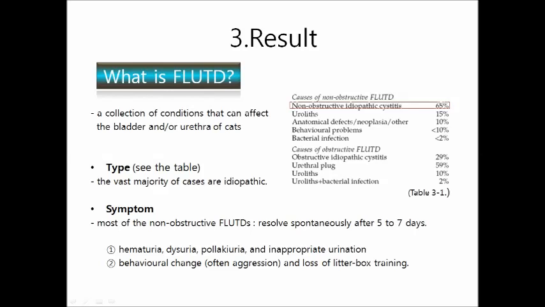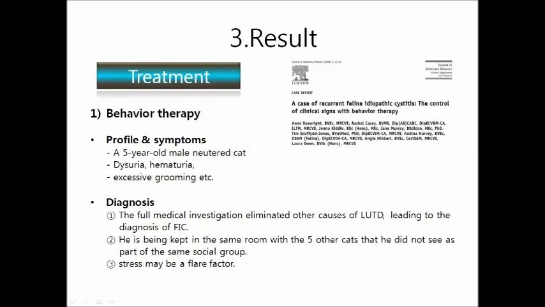FLUTD describes a collection of conditions that can affect the bladder or urethra of cats. Unfortunately, since the urinary tract can respond to insult in only a limited number of ways, the clinical signs are rarely indicative of a particular disease. We found out about the control of clinical signs with behavior therapy through a case study of feline idiopathic cystitis.